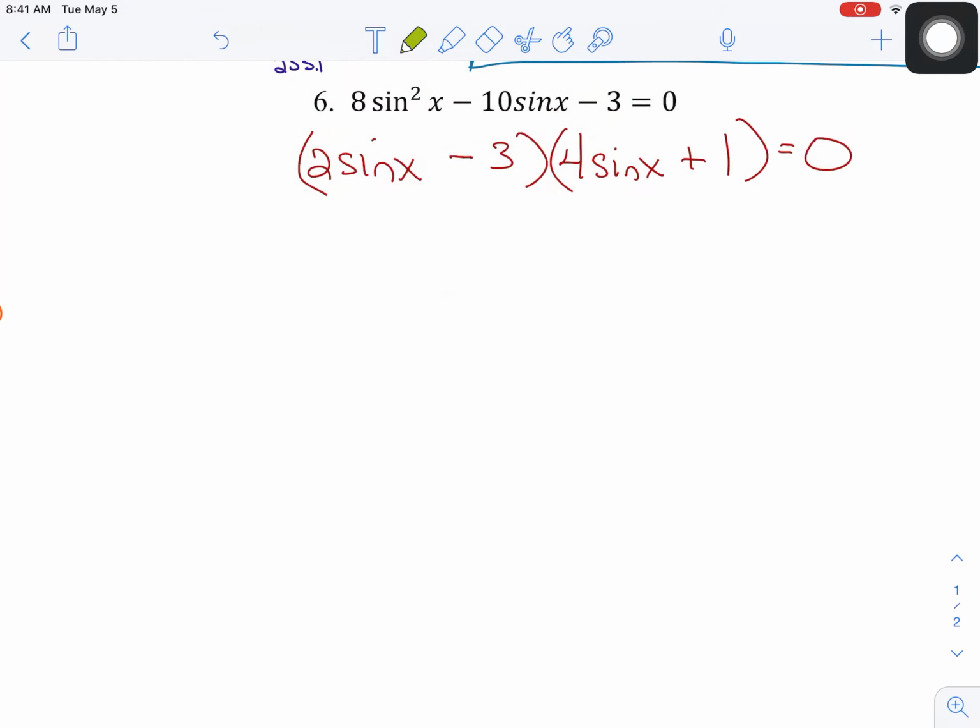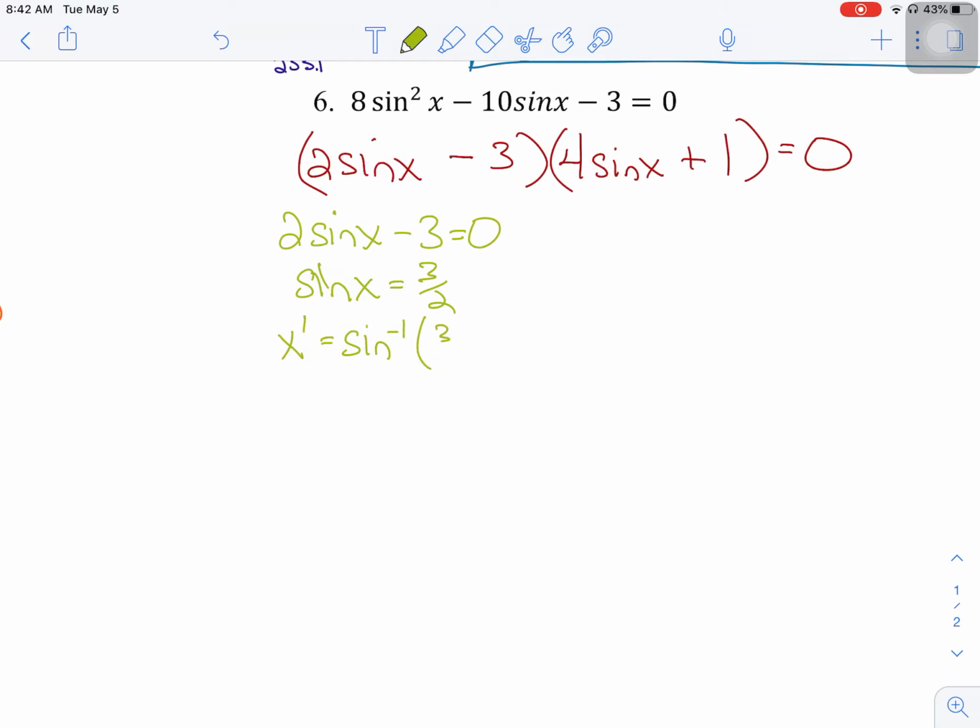So I'm going to take each individual factor. So 2 sine of x minus 3 equals 0. So sine of x equals 3 halves. My reference angle is going to be the inverse sine of 3 halves. And I'm pretty sure my calculator is going to holler at me. I win! My calculator does yell at me. All right, so this is outside of the range of negative 1 to positive 1. So there are no answers for this part. Okay?